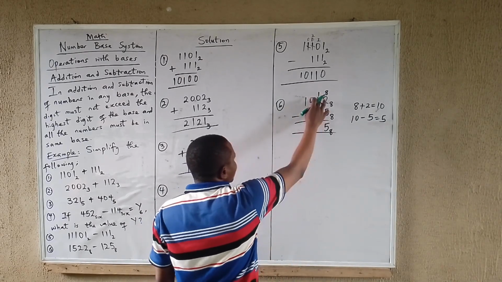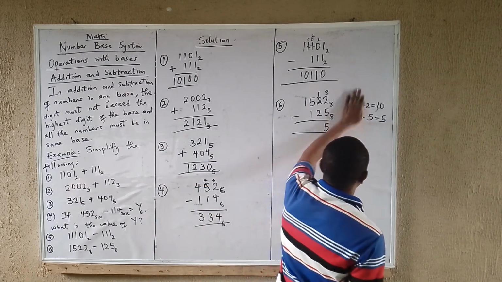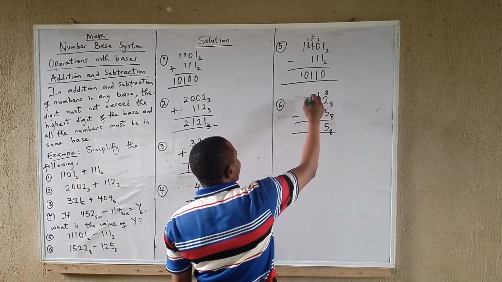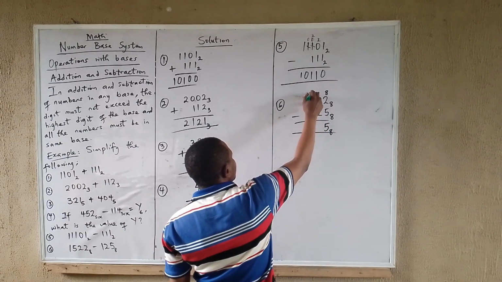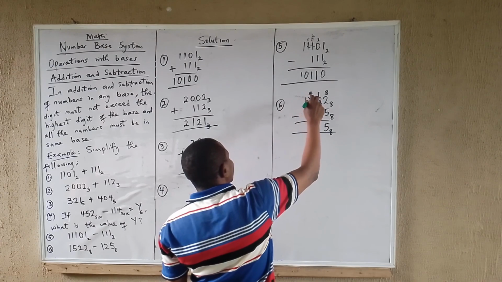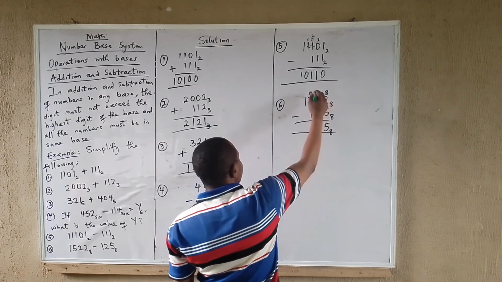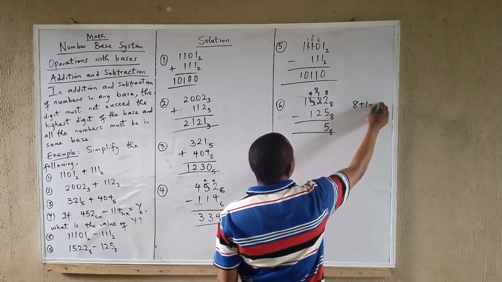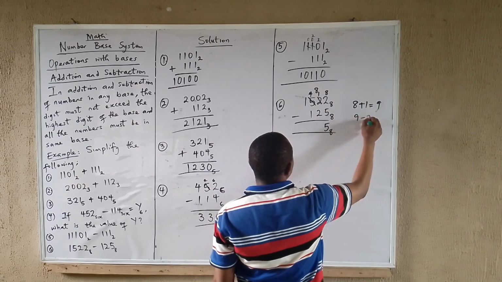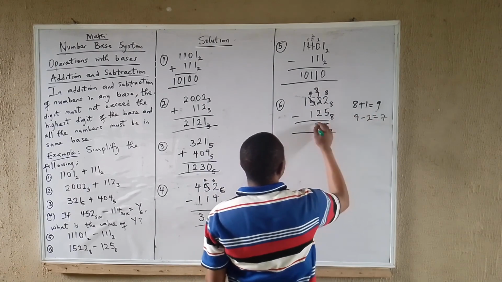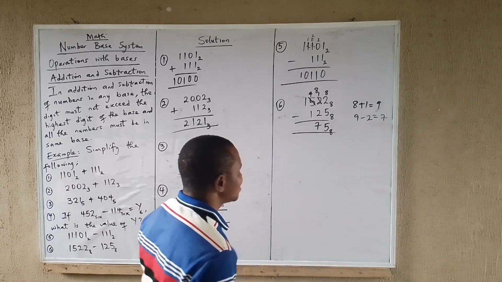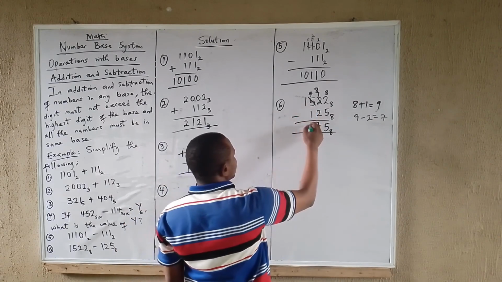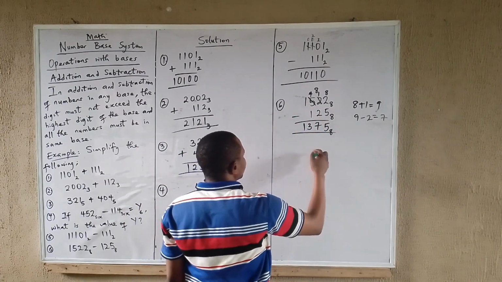Here we have 1 minus 2. It's not possible in base 8 to have such number. So we are going to borrow 1 from here. This space will remain 4, but don't forget that whatever we borrow will be in form of that base. So that means we borrow 8. So 8 plus 1, that's 9, and 9 minus 2 will give us 7. Don't forget that the highest digit in base 8 is 7. Then 4 minus 1 will give us 3, and this one will come down.